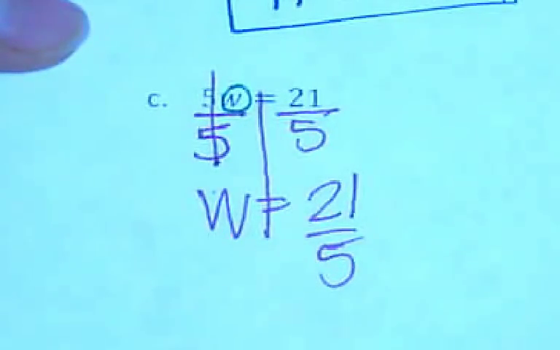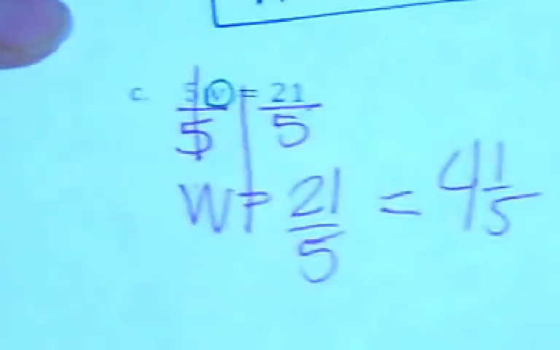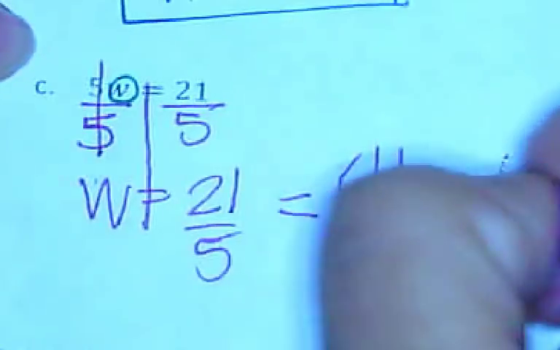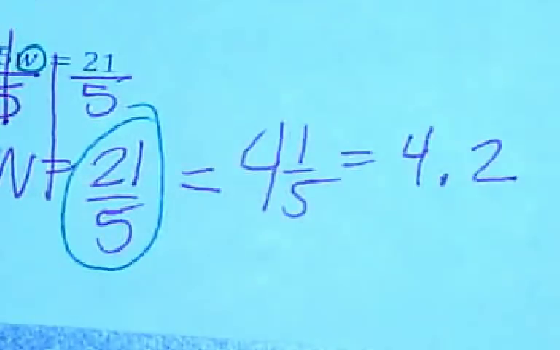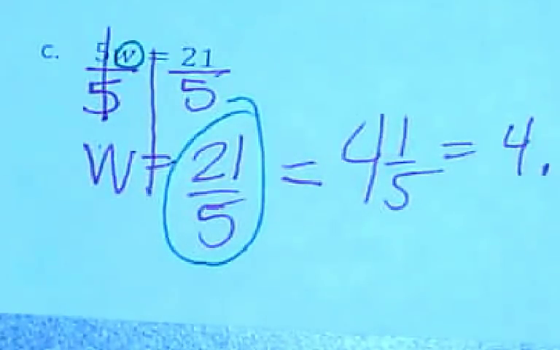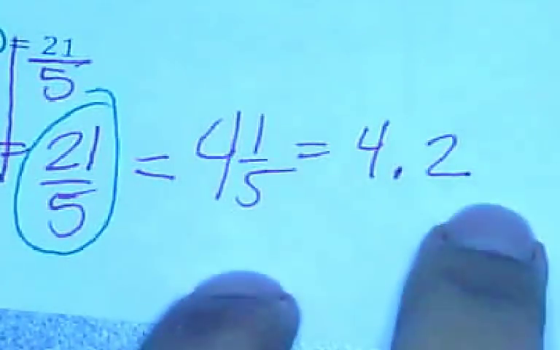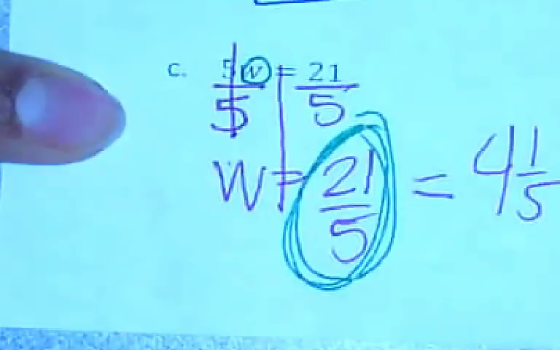You can convert it to a mixed number, or you can convert it to a decimal. But just keep in mind that this is an acceptable answer. You can leave it as 21 over 5 because it's reduced all the way. You don't have to do these conversions unless they ask you to in the problem. Again, this is a perfectly acceptable answer because it is reduced all the way.